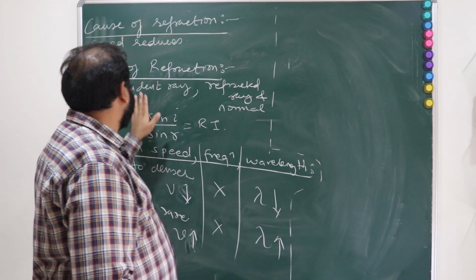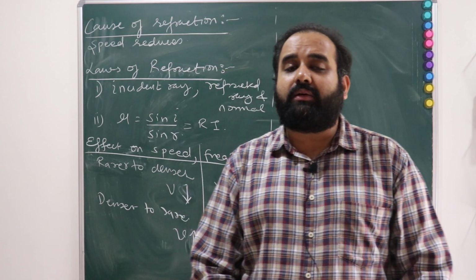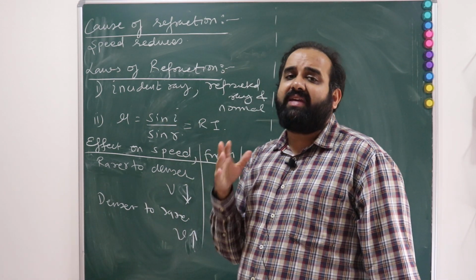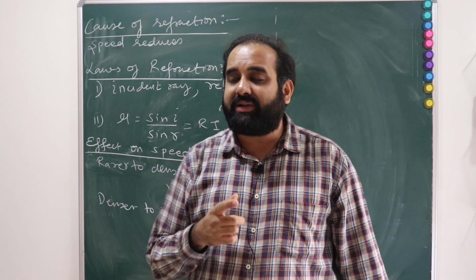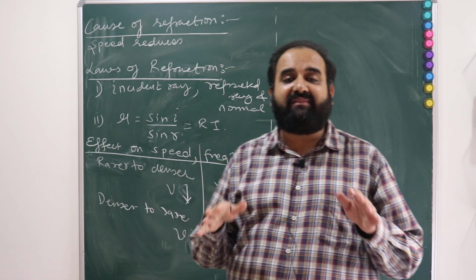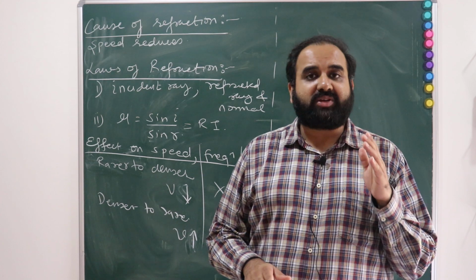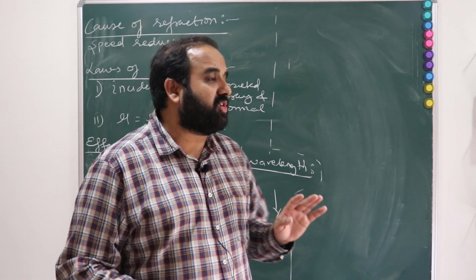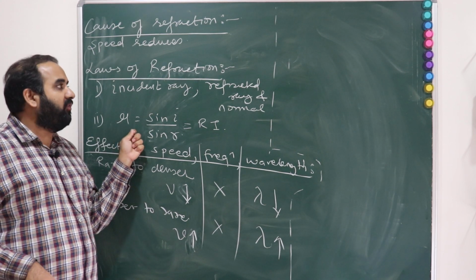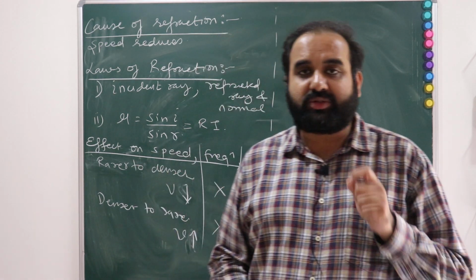Let's go ahead quickly with the next topic, that is the laws of refraction. Now laws of refraction are pretty much similar to what we studied in the laws of reflection. The first law goes like this: the incident ray, refracted ray and normal all lie in the same plane. It's very simple, we have studied this in the case of reflection also, so I will not spend much time on this. Now what interests me is the second law of refraction, that is mu is equal to sin i upon sin r. Let's understand this now.